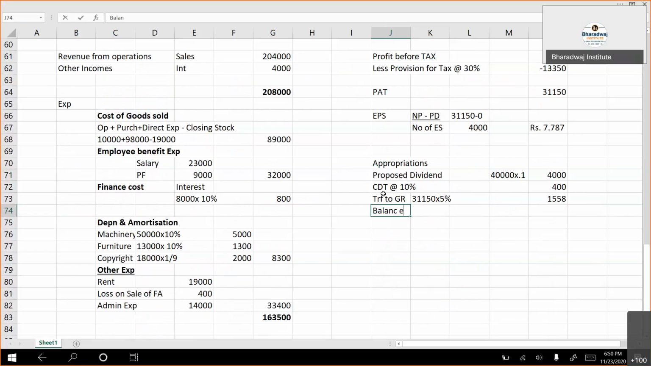Balance carried forward to balance sheet is 31,150 minus 4,000 minus 400 minus 1,558, so 25,192. This will be added in the balance sheet under reserves and surplus. With this, the P&L account is over.